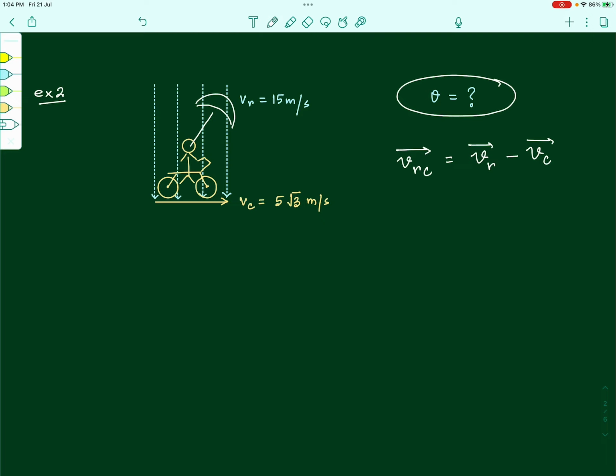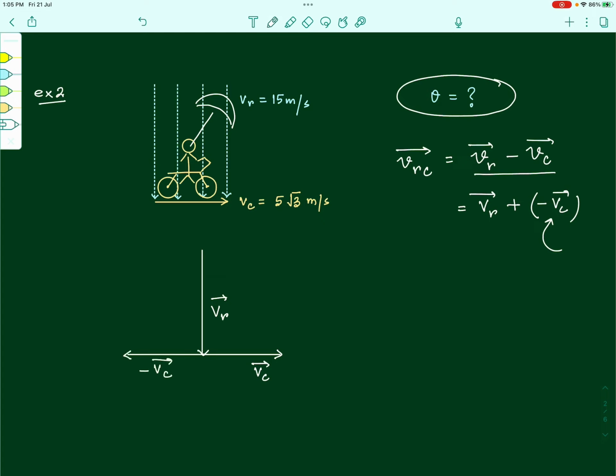For that, we can just take the help of a vector diagram for vector difference. This is the direction of VR, the velocity of the rain, and the cyclist is moving in this direction. So, this is the direction of VC, the velocity of the cyclist. If we have to do VR minus VC, which can be written as VR plus minus VC, we need to draw the vector minus VC, which will be just opposite to the vector VC.